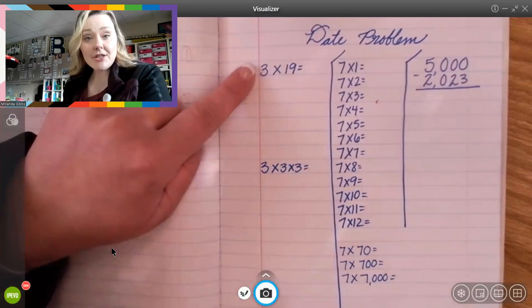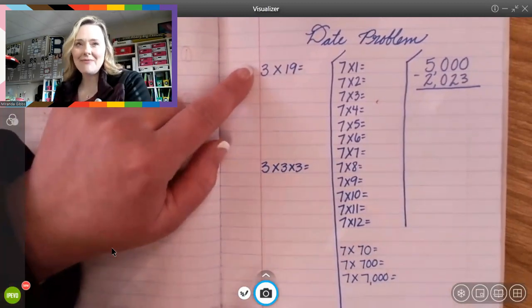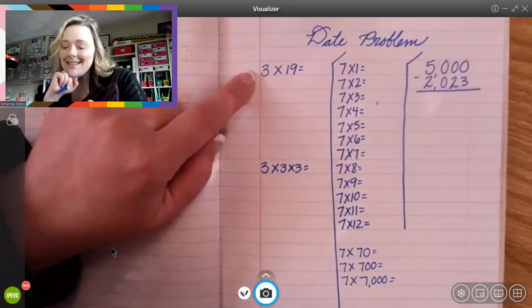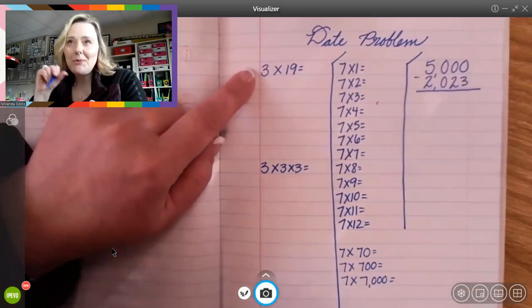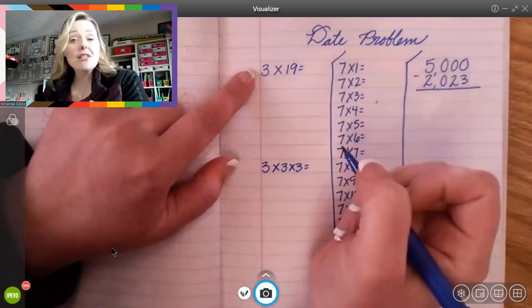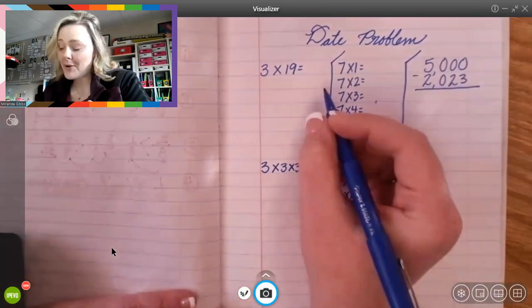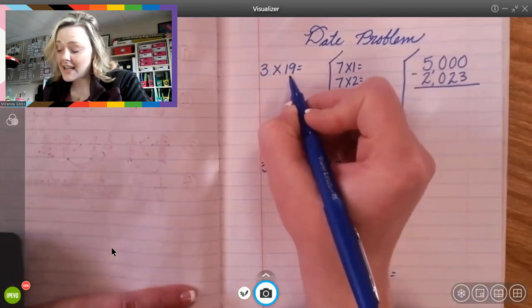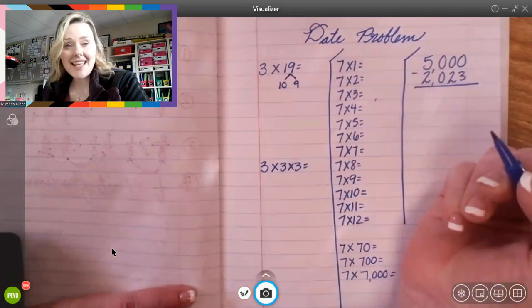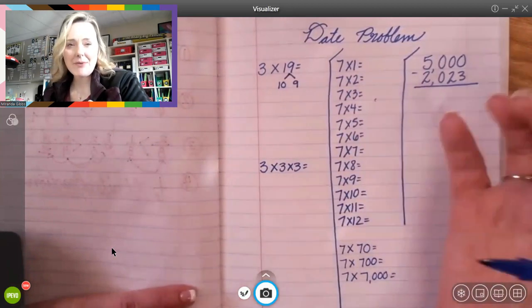The first problem we have is 3 times 19. So we know our 3 times tables, but I don't know very many people who know their 19 times tables and have memorized them. So we're going to use the distributive property. First, we're going to break apart one of our factors into a 10 and a 9. That's the easiest one for most people.